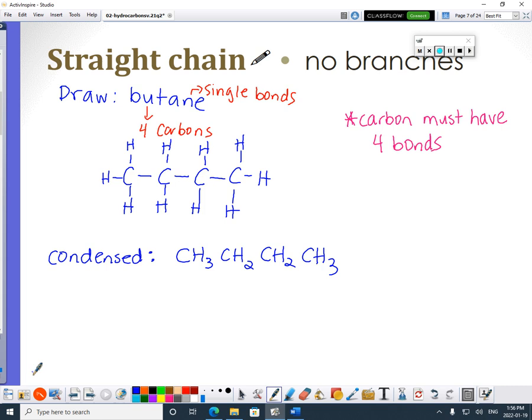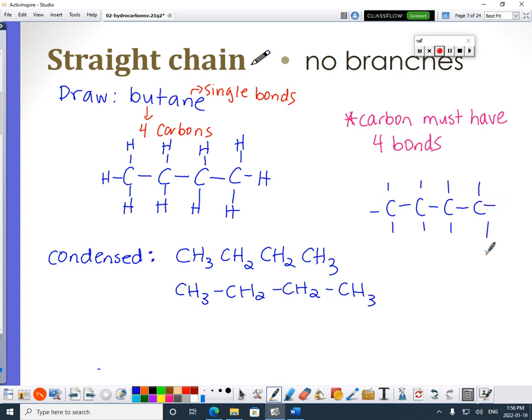So your textbook loves this. You could even draw it like this, which is considered to be condensed. Since the hydrogens are considered to be filler, you could even just do ticks like this. So 4, and then go 1, 2, 3, 4, 5, 6, 7, 8, 9, 10. The ticks are considered to be hydrogen because we're just filling in the carbon to have 4 bonds.